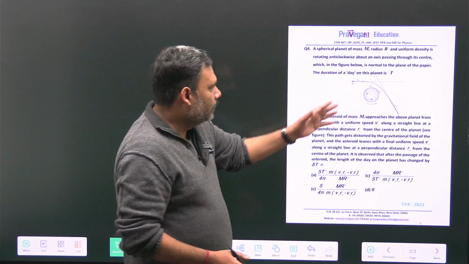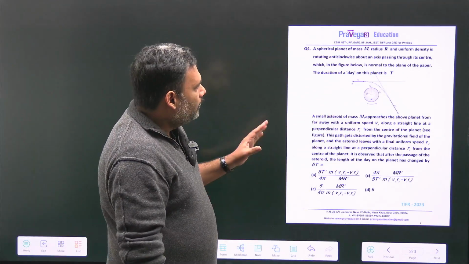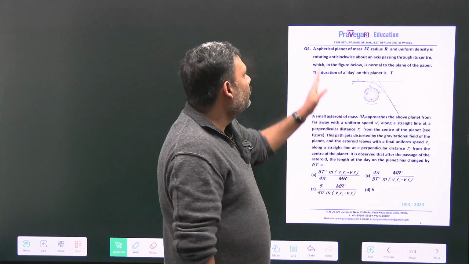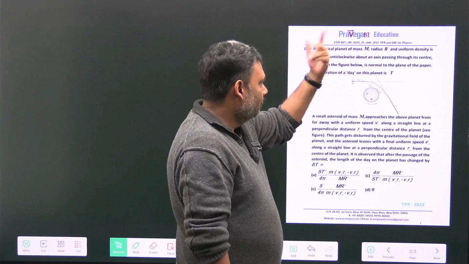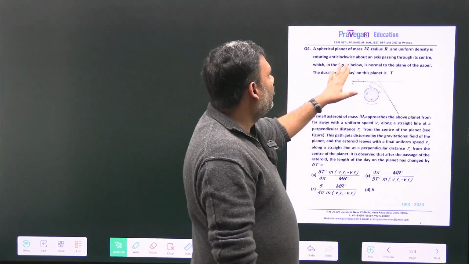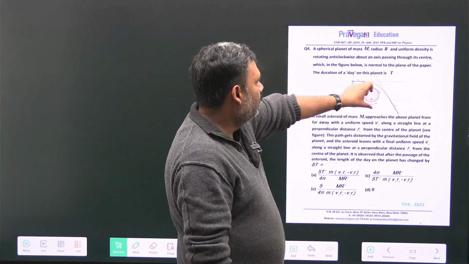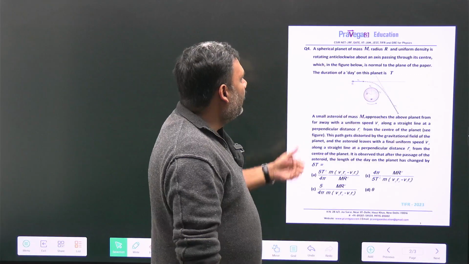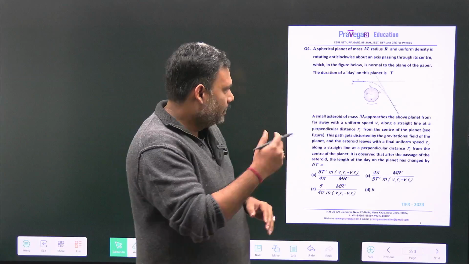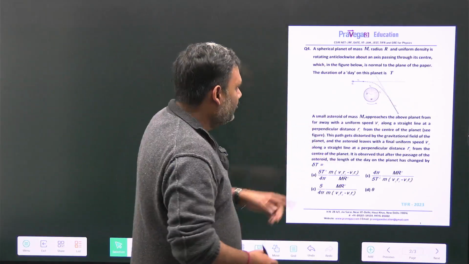So I think you can see this particular picture. In this picture, what is given? Earth is rotating about its own axis. It is given a spherical planet of mass m. Let us assume this is Earth of radius r and uniform density, rotating anti-clockwise about an axis passing through the center. So it is just going to rotate about its own axis, and the duration of the day, capital T, is given. That is the time period of the spinning of Earth about its own axis.